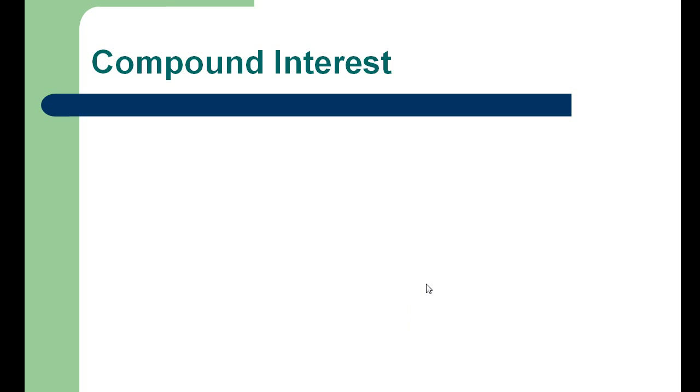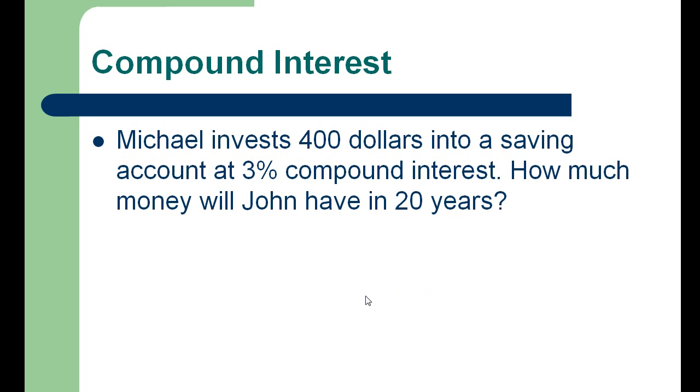Let's move on to the last problem. Compound interest now. Let's read this problem. Michael invests $400 into his savings account at 3% compound interest. So this time we're dealing with compound interest. A little bit different here: a different formula, a different way of calculating. If you go back in your notes, you'll see the difference between the two.